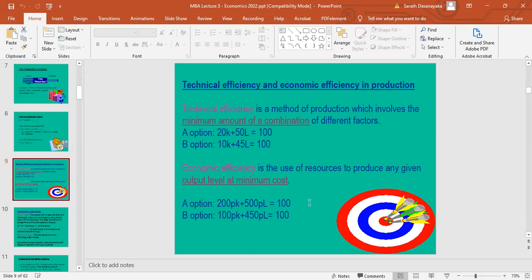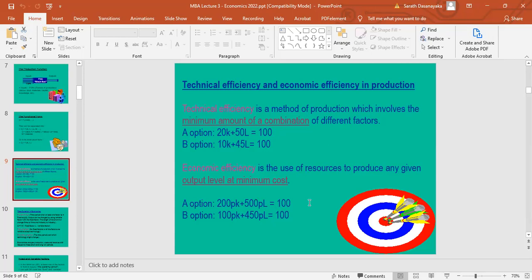That is available in the handouts I gave you to read. Technical efficiency is actually the engineer's duty. Technical efficiency is a method of production which involves the minimum amount of combination of the different factors. You can produce 100 units with different combinations of capital and labor. Then option A, option B, and maybe other options. Then you can see the second one should be more technically efficient than the first one, and that way you can figure out the technical efficiency.